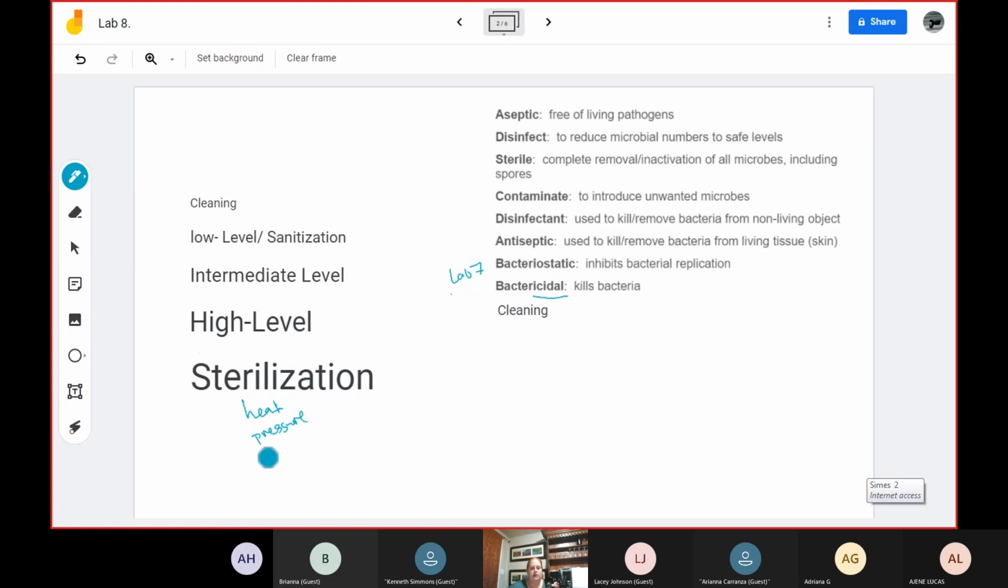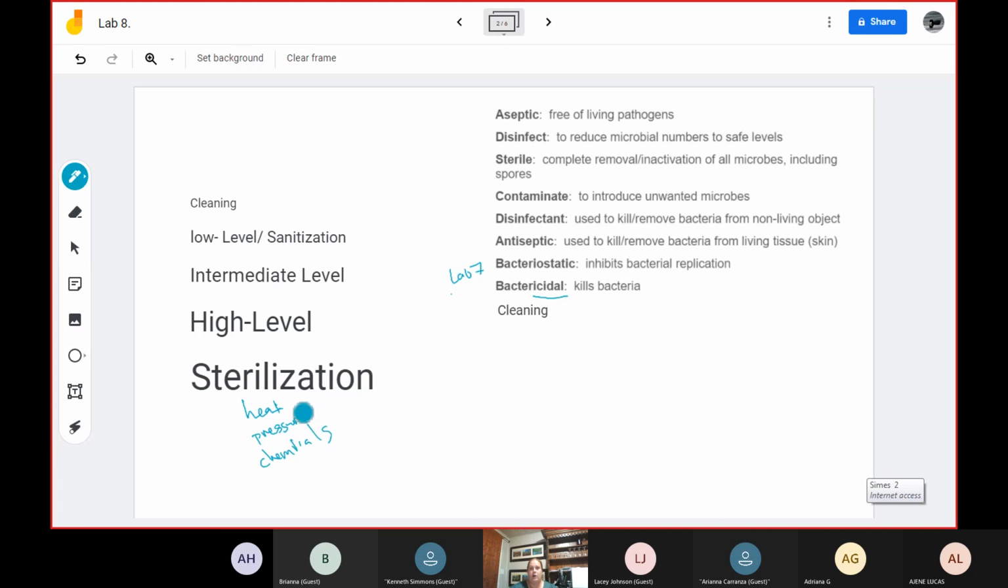And you can also use chemicals for sterilization. There's very specific types of chemicals you can use, and there's very specific protocols that you have to follow when you're doing sterilization to ensure that you're getting those aseptic, sterilized surfaces that you're dealing with. And really what you use depends on what you're trying to sterilize.